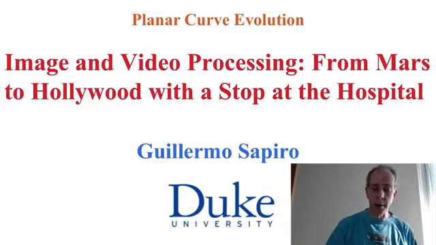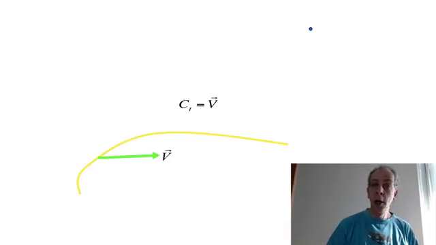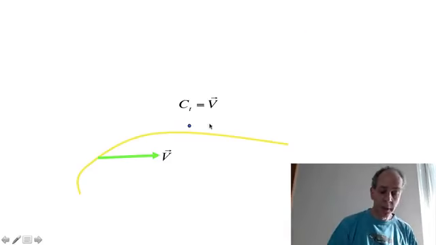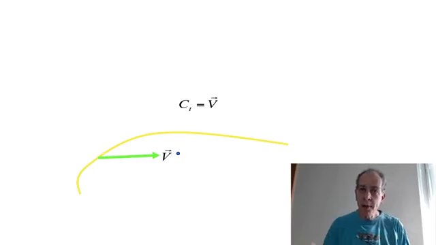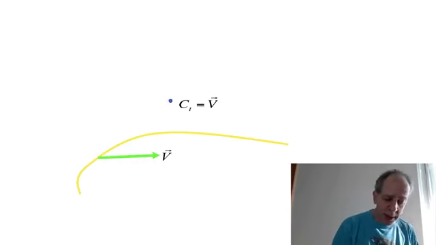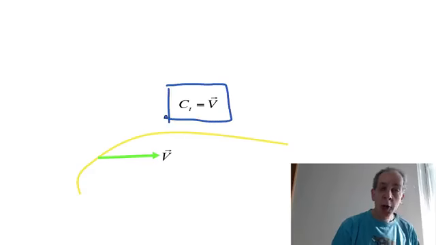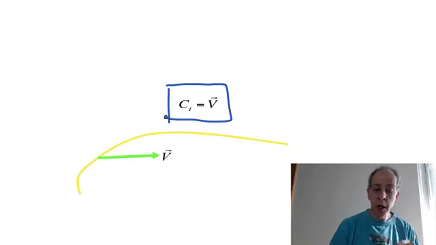Very simple concept. The basic idea is that, as we see here, we have a curve, and at every point we have a velocity that defines how that curve is moving. And that's represented by this equation. So it's a partial differential equation.